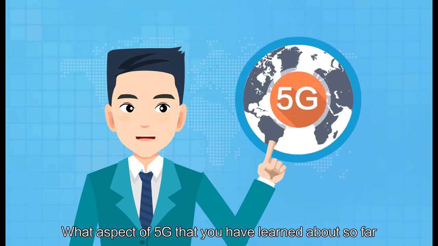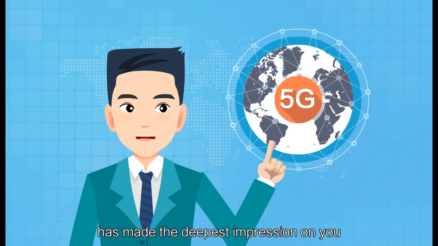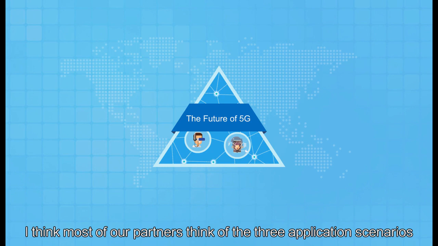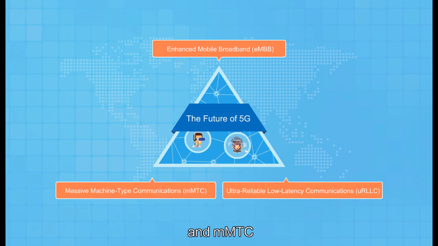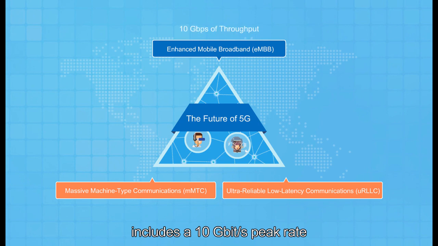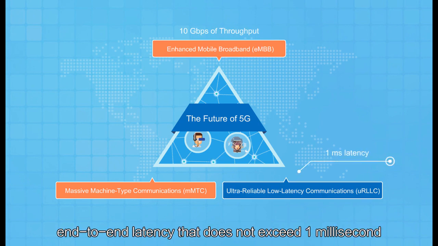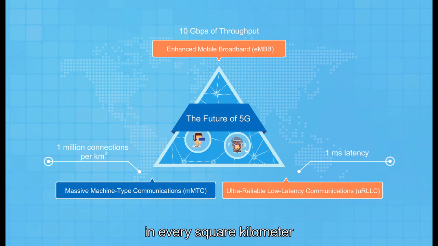What aspect of 5G that you have learned about so far has made the deepest impression on you? I think most of our partners think that the three application scenarios, eMBB, URLLC, and mMTC. The ITU's vision for these three scenarios includes a 10 gigabit per second peak rate, end-to-end latency that doesn't exceed 1 millisecond, and connectivity that includes 1 million connections in every square kilometer.